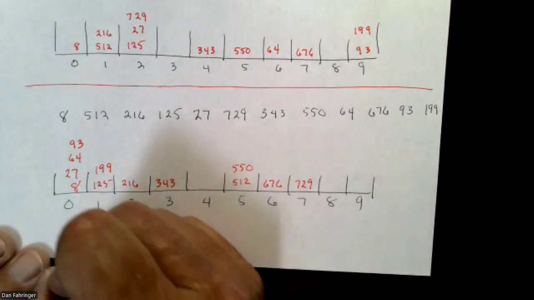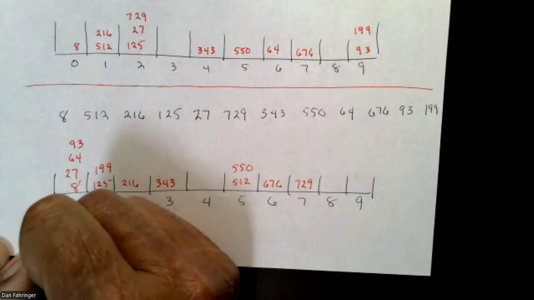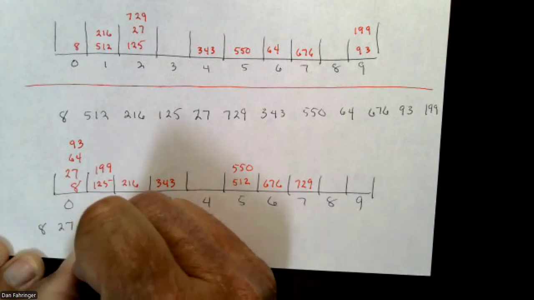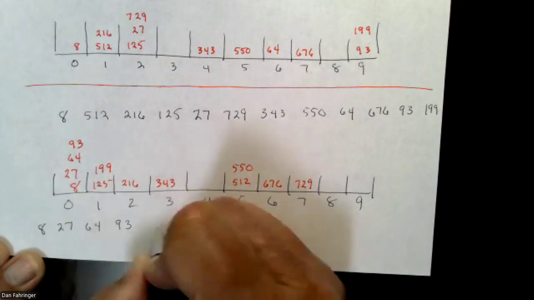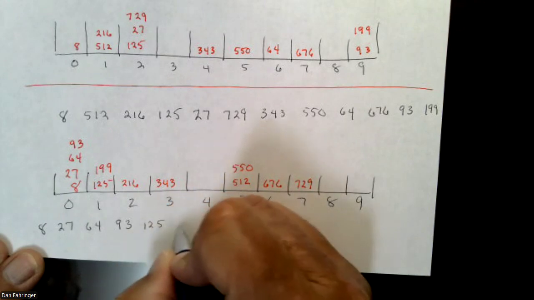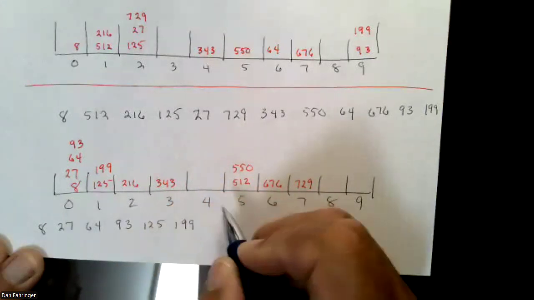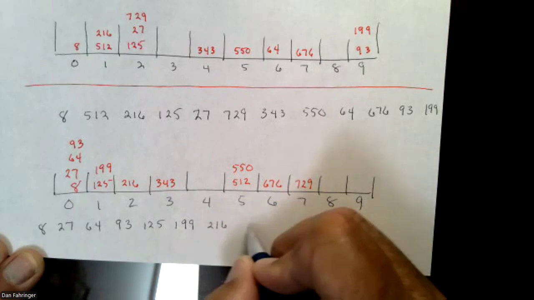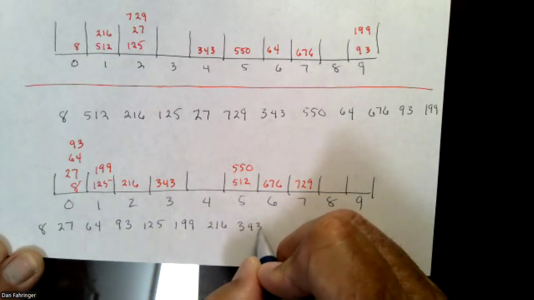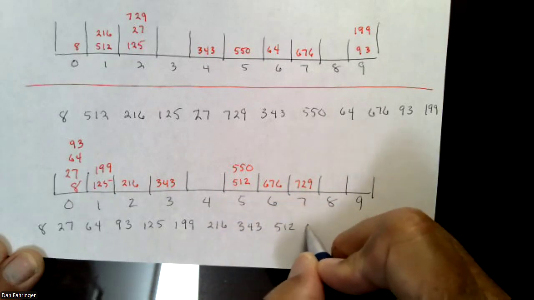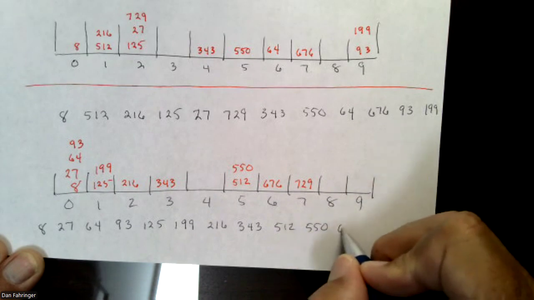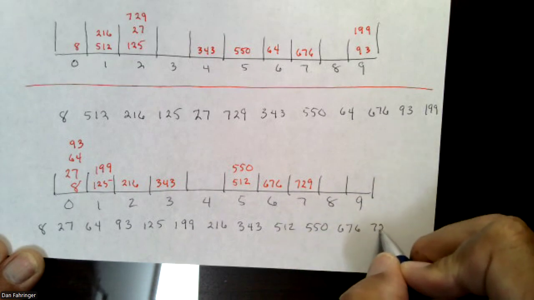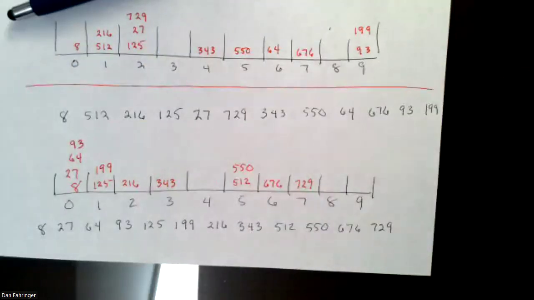Final list, bottom up, 8, 27, 64, 93, 125, 199, 216, 343, 512, 550, 676, 729. Drop the mic. How about that for a parlor trick?